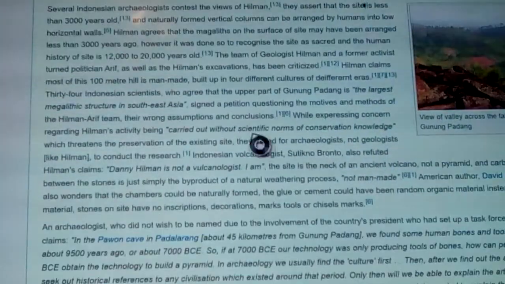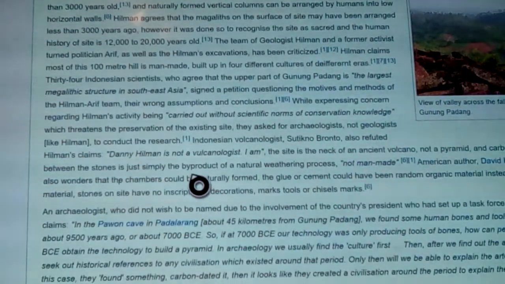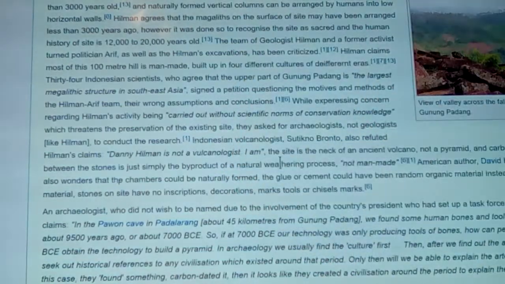So there's criticisms here, and the guy's saying 12,000, 20,000 years old, blah, blah, blah. And I don't want to read this to you, but this guy tells you Danny Hilman's not the volcanologist. I am, says Bronto. He's a volcanologist. And it's like, look, we don't care if you say, well, these came from this volcano from blah, blah, blah, from 3 million years ago. We were like, that's kick ass. And they took those rocks all the way over here and made the pyramid. Isn't that fantastic? Get out of here with your volcanologist stuff. Live long and prosper, Vulcan.